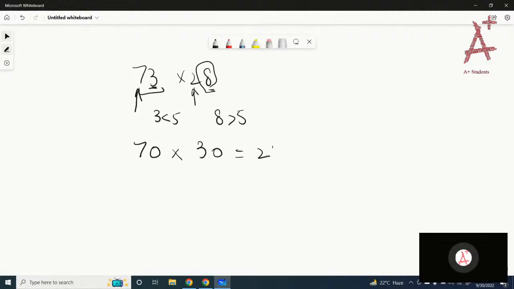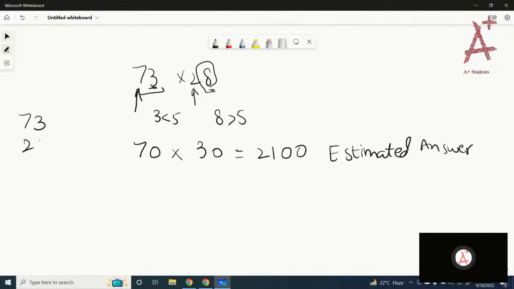So 3 times 7 is 21. So it is then 2100. So 2100 is the estimated answer. Got it? You can find the exact answer by multiplying both the numbers. Let's just do 73 times 28.